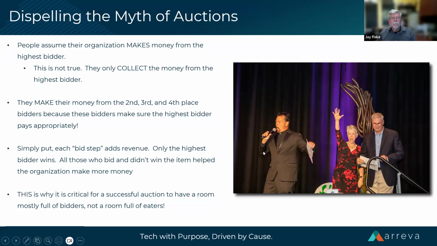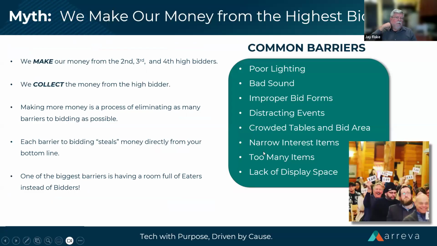So we just talked about the myth in the live auction. Let's talk about the silent auction for a second. There are lots of barriers in the silent auction. One of the barriers in the silent auction is poor lighting.